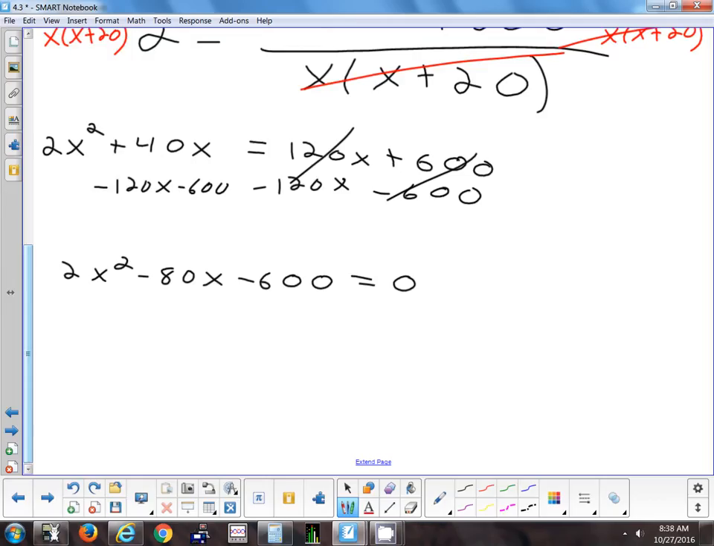Oh, Jeff? What kind of equation? Yeah, it's just a quadratic. So before we solve it, we could reduce everything by 2. Just make everything a little smaller. I still don't think this is something we're going to try to factor. We're just going to use the quadratic formula.